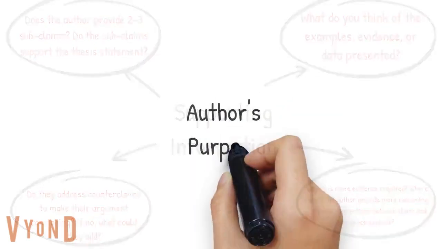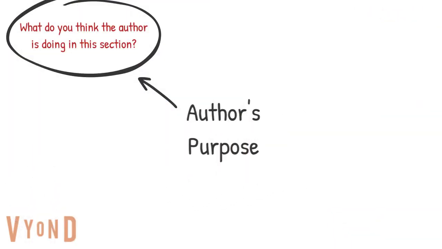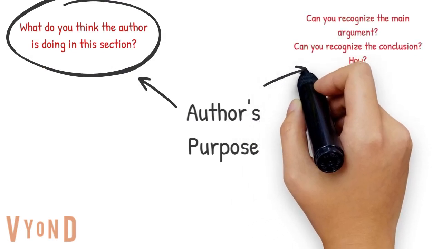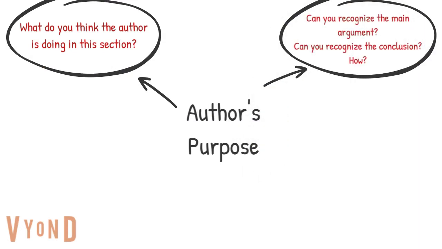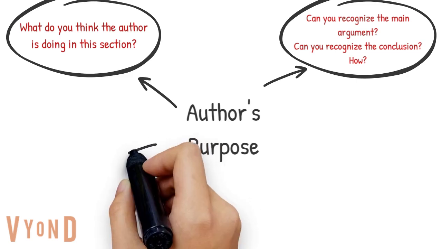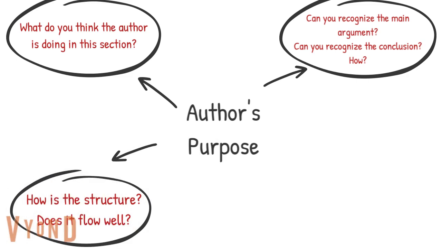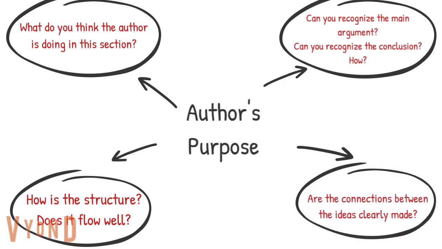When looking at the author's purpose, you're thinking about what you think the author is doing in each section. Can you recognize the main argument? Can you recognize the conclusions? How? Are you able to follow the reasoning? And why? How is the structure? Does it flow well? And are the connections between the ideas clearly made? What about any ambiguous words or phrases? How might they be clarified?